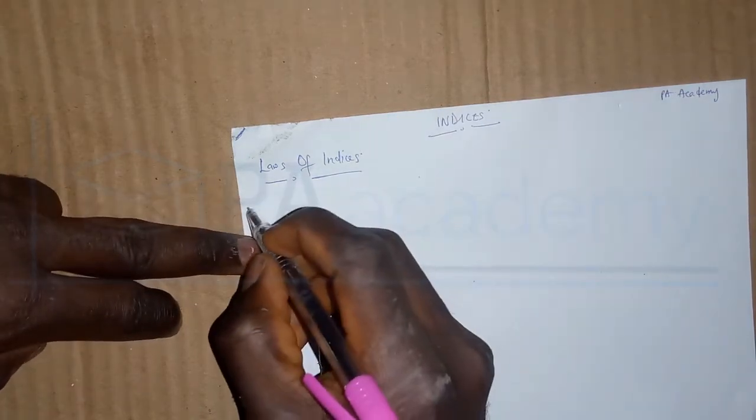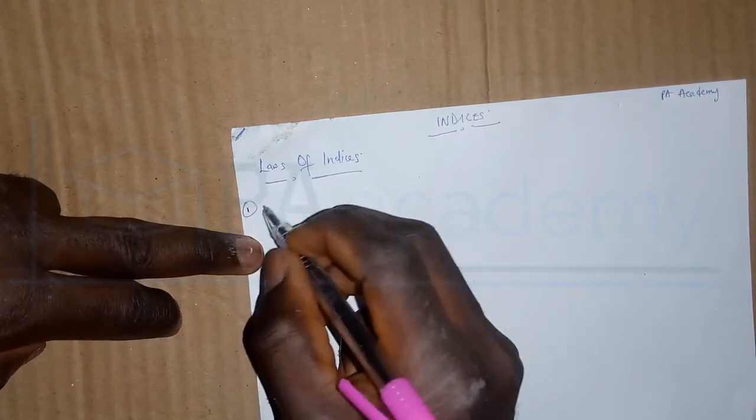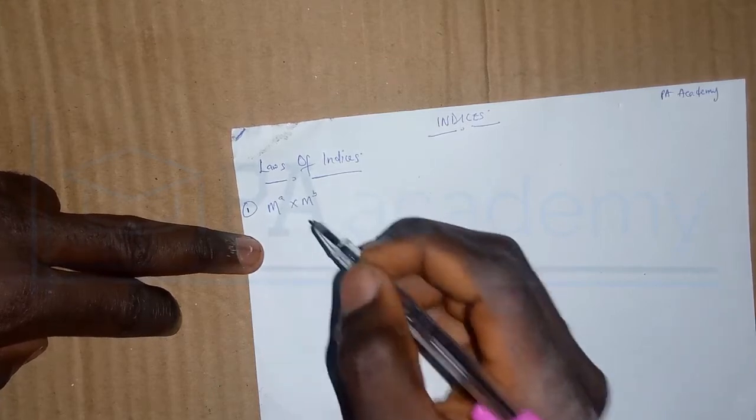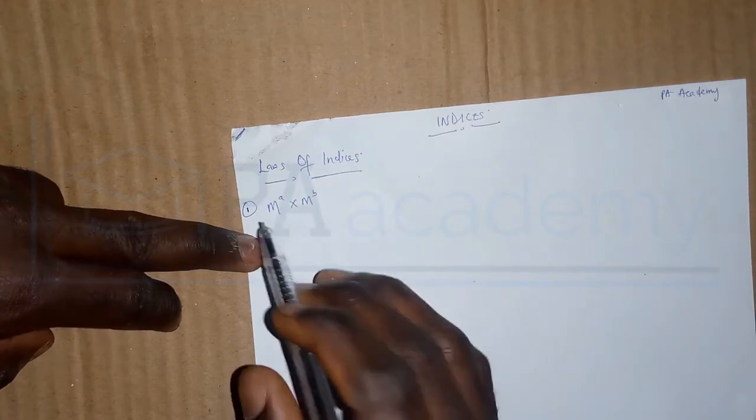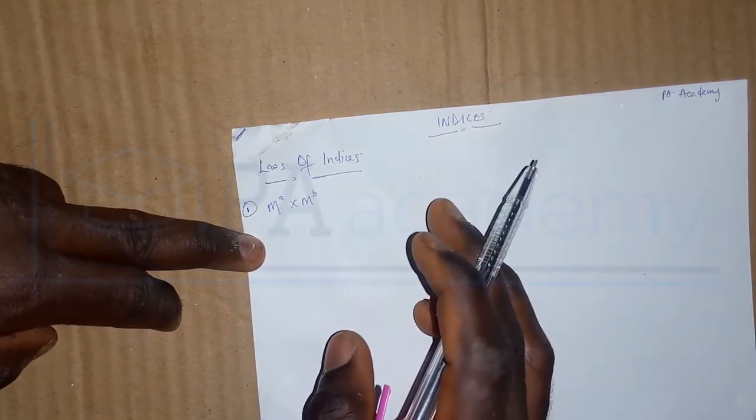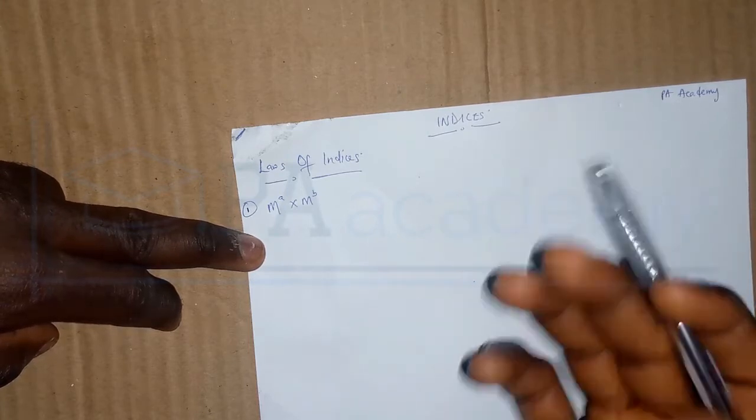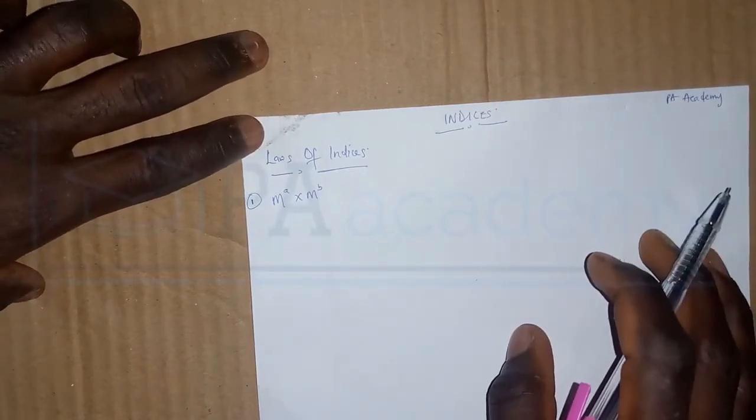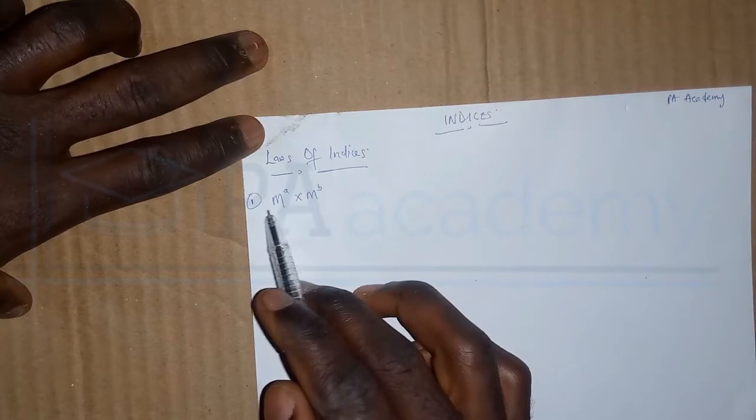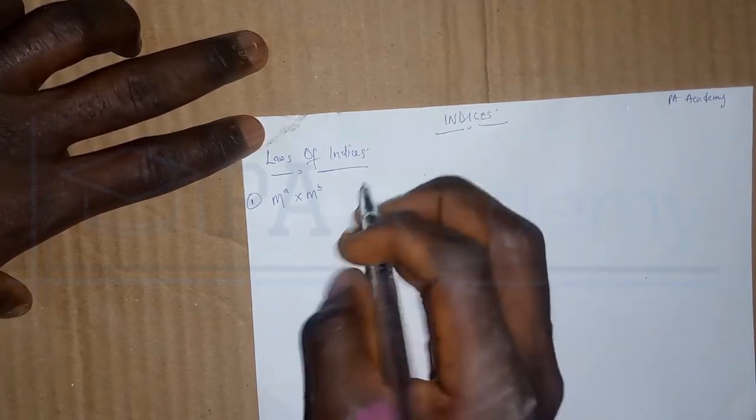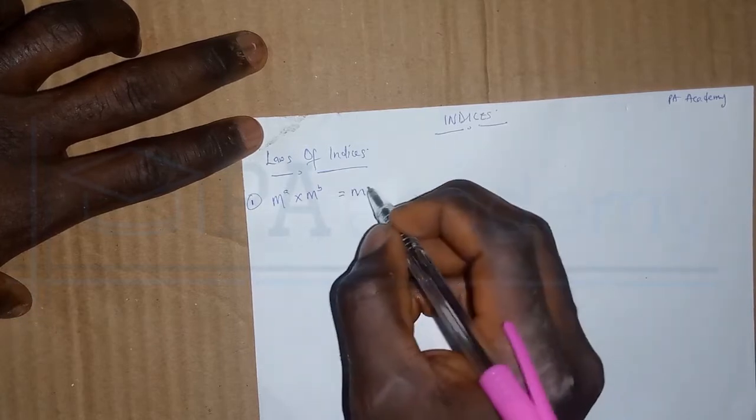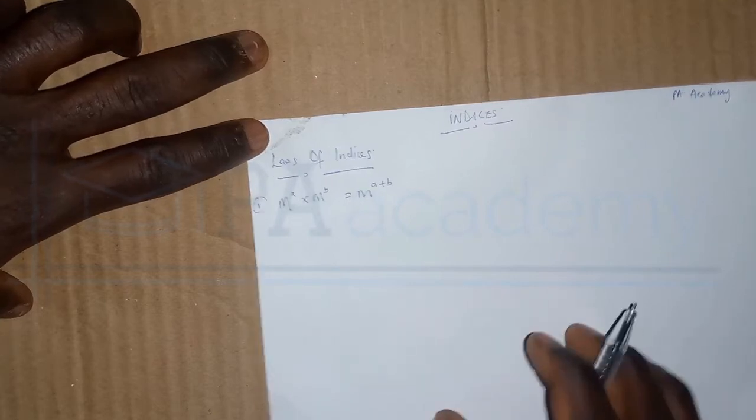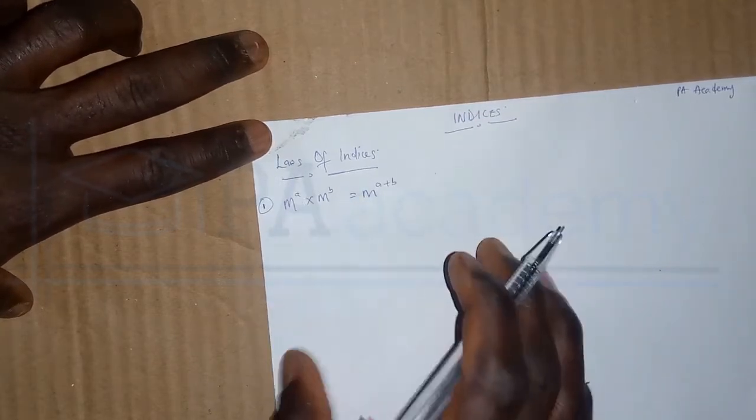So let's get started. The first one I want to use is, if you have something like this, m raised to power a times m raised to power b. It's also important to note that I'm currently using alphabets, but when you are solving questions, you'll be using numbers. Once you understand the principles, you'll be able to solve just any question under indices. So if you have m raised to power a times m raised to power b, it's the same thing as having m raised to power a plus b. I hope you are seeing it. Just hold on to that one, I'm still going to explain it properly.